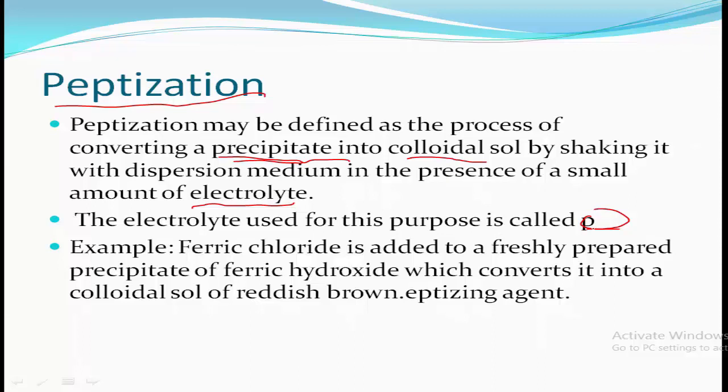So an example for this type of process is ferric chloride. When it is added to a freshly prepared precipitate of ferric hydroxide, it converts it into a colloidal sol of reddish brown color. What happens is ferric chloride, which is an electrolyte, when added to the ferric hydroxide precipitate, will convert it into colloidal sol. Ferric hydroxide sol will be formed.